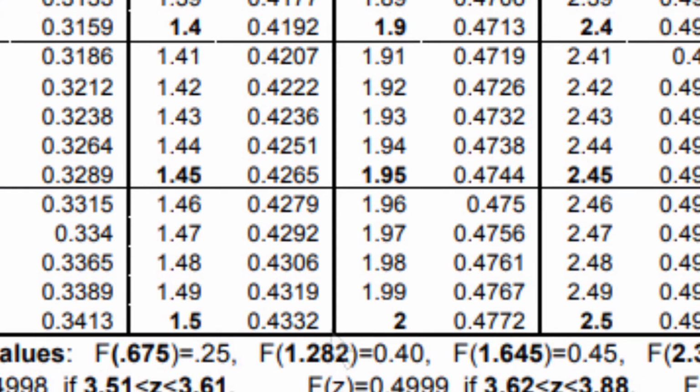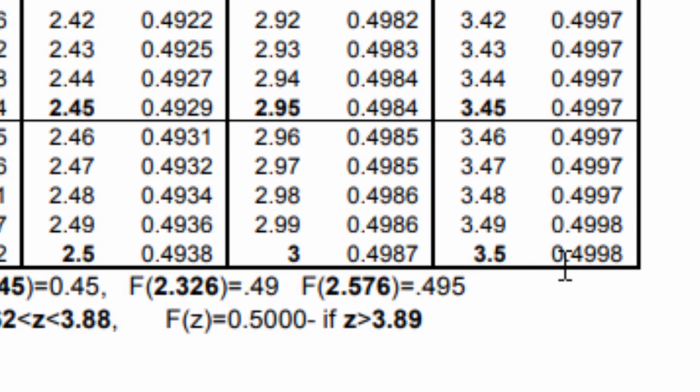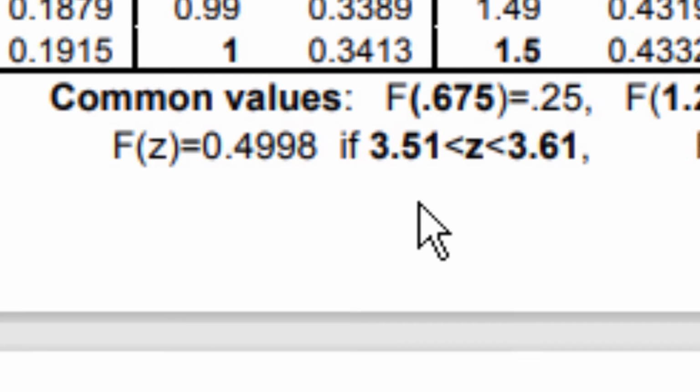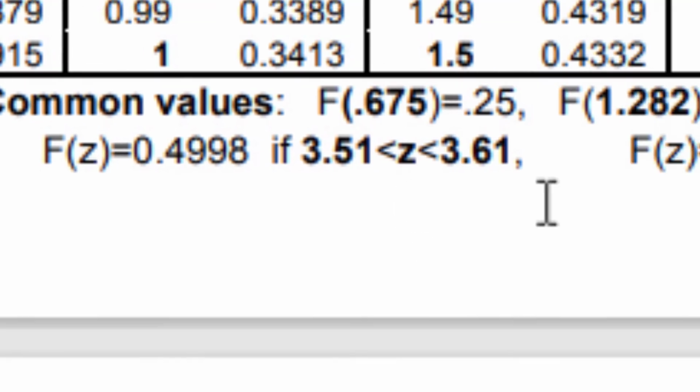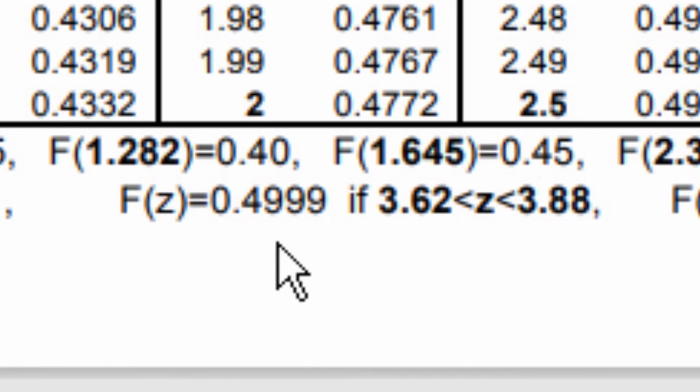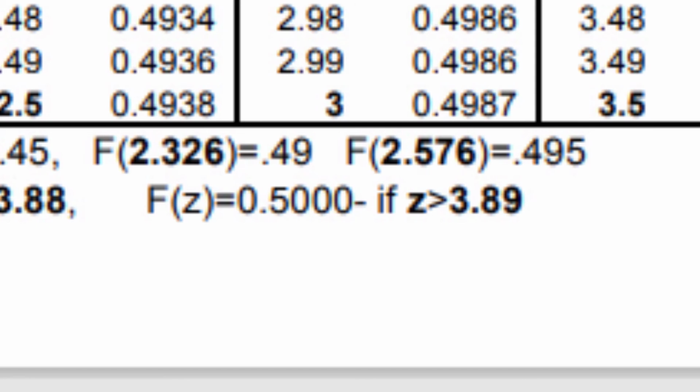Note that this table only goes to 3.5, and at the bottom we are given the probability you should assign if z is greater than 3.5: 0.4998 if z is between 3.51 and 3.61, 0.4999 if z is between 3.62 and 3.88, and 0.5 if z is greater than 3.89. Technically, you never reach 50%, but rounded to 4 decimals, the probabilities reach 50% when z is greater than 3.89.